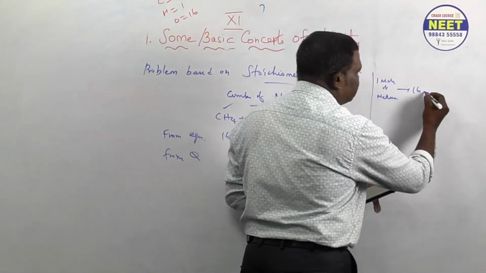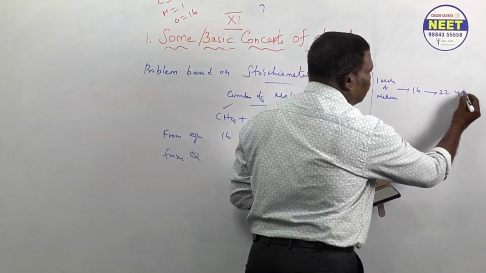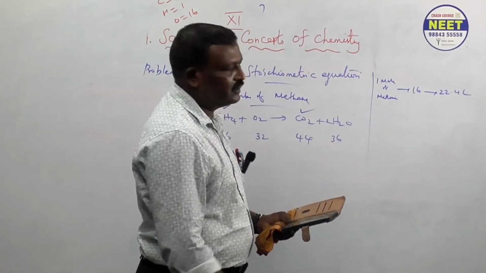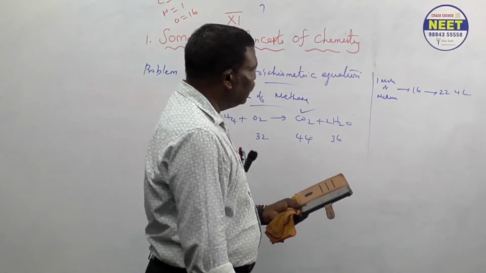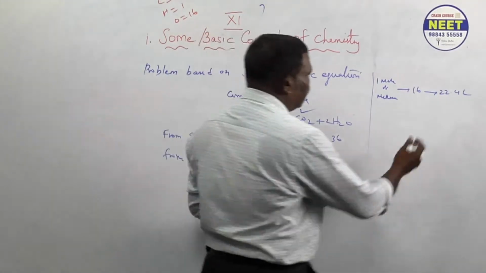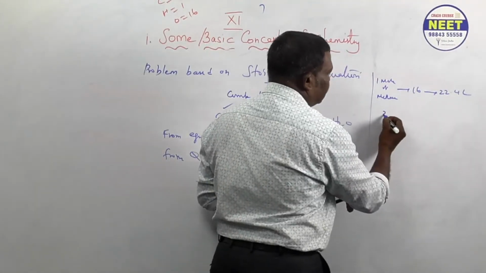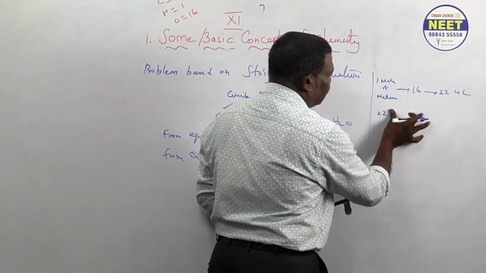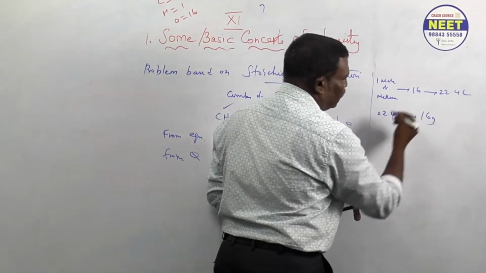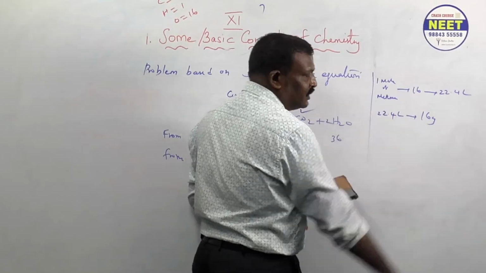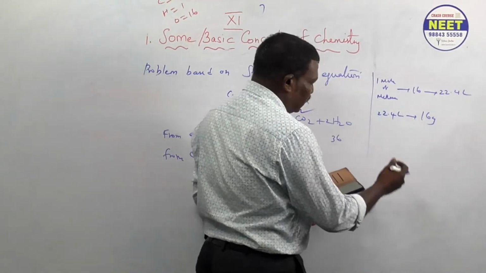1 mole of any substance occupies how much volume? 22.4 liters. This you generally must know. 1 mole of any gas is 22.4 liters. Clear? Then only we can write it in reverse. 22.4 liters means 16 grams. 22.4 liters contains 16 grams. But see the question.